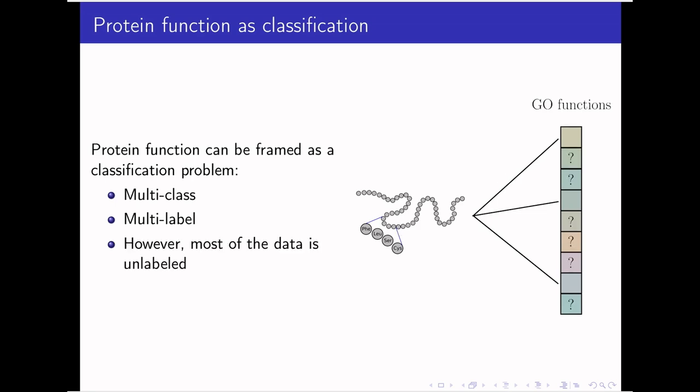However, most of the data is not labeled, which means that we know the positive annotations: for a protein, we know which function is associated with it, but we don't know which function is not associated with this protein. We don't know 100%.